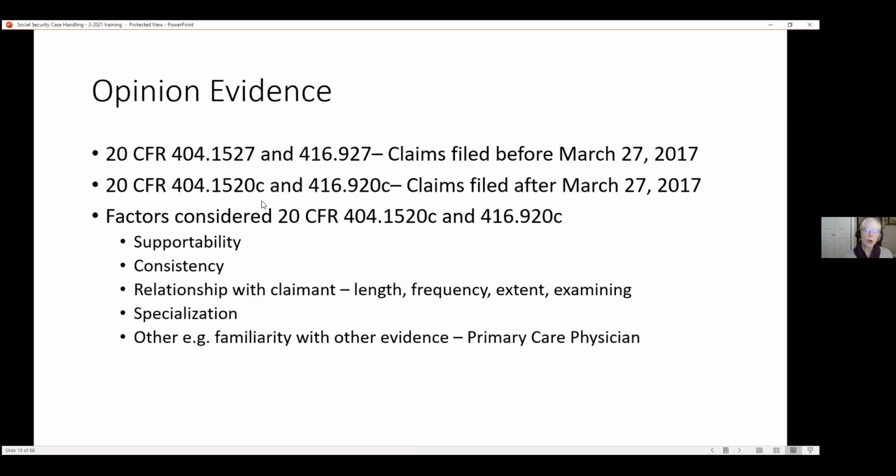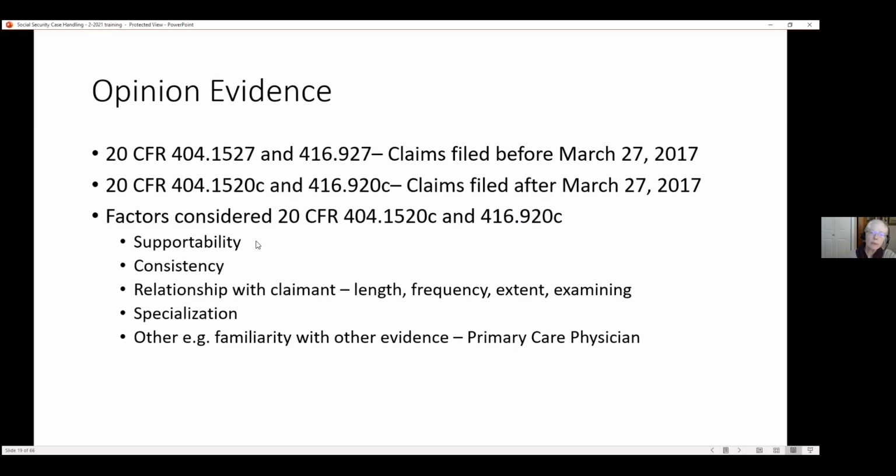The factors I'm listing here are similar to the ones that were in the previous rule. The previous rule talked about giving weight to opinions, and the new rule doesn't talk about giving weight to opinions. So there are differences. But the factors that they consider are supportability and consistency.